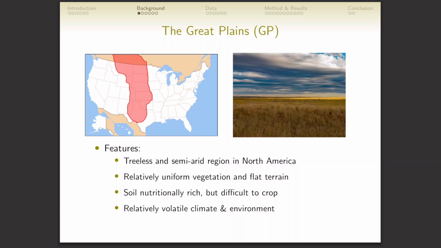So this is before the big rise of cattle in the United States here. It's a semi-arid region where sometimes you could have a lot of rainfall, sometimes very little. It was a relatively uniform vegetation and flat terrain. And prior to 1860 or so, there was a general perception that it wasn't very suited for agriculture, but they started realizing that actually the soil is nutritionally very rich, but it was difficult to crop, right? At least with the technology that was available. So it was very, very hard work here, and a relatively volatile climate, as I was saying. So that's the background here.